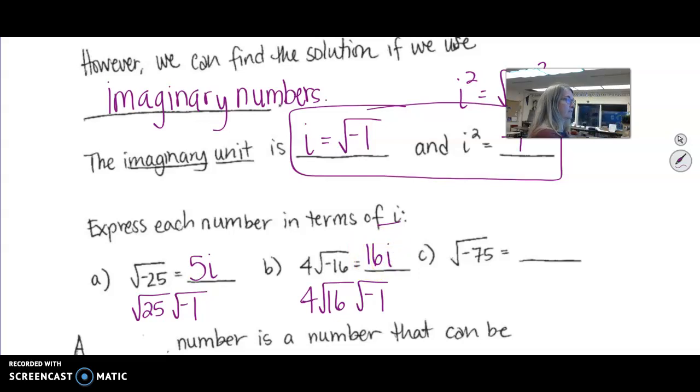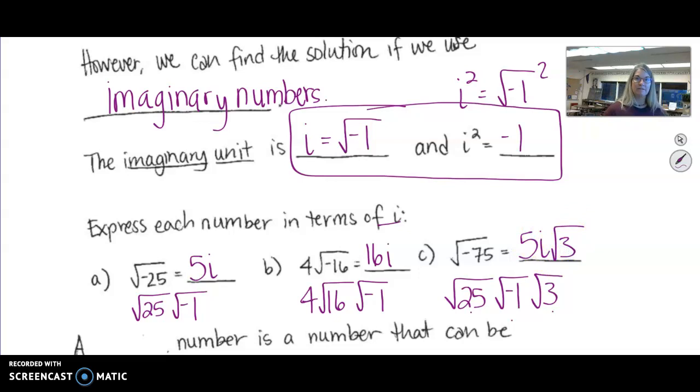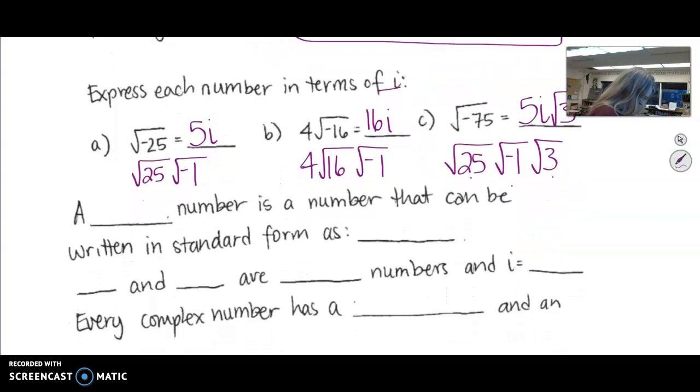Simplifying the square root of negative 75, we're going to pick out perfect squares here. So 25 goes into 75, so I'm going to write this as the square root of 25 times the square root of negative 1 times the square root of 3, because 25 times 3 is 75, times negative 1 is negative 75. I can take the square root of 25, it is 5, the square root of negative 1 is i, and then the square root of 3 I will just leave under the square root because there are no more perfect squares underneath the radical. So 5i square root of 3 would be the simplified version of that.